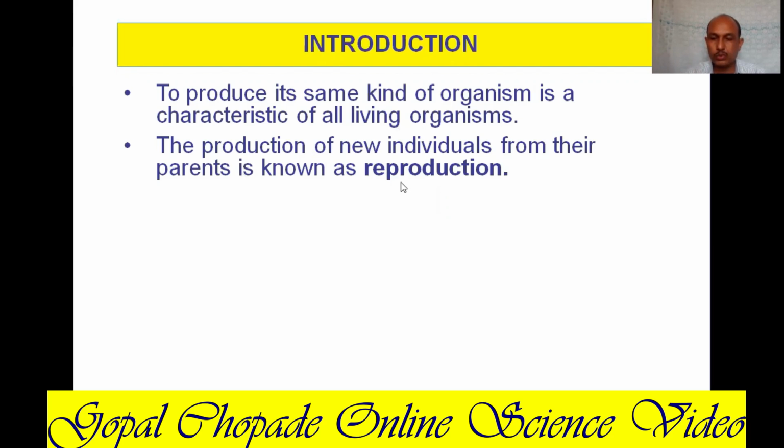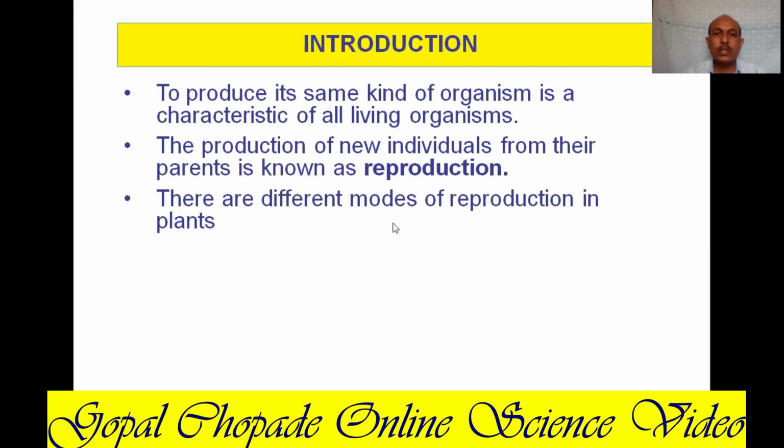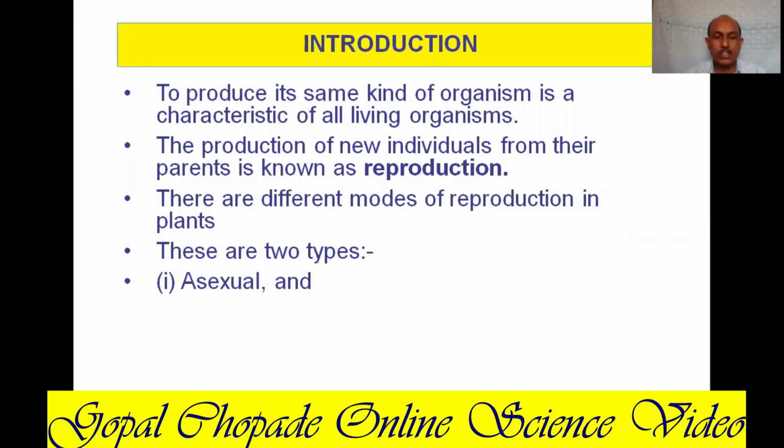Reproduction, reproduce. There are different modes of reproduction in plants. As we know, there are two types: one is asexual reproduction and the second one is sexual reproduction. Asexual reproduction and its types we have discussed in the first session of this chapter, and this is the second session.